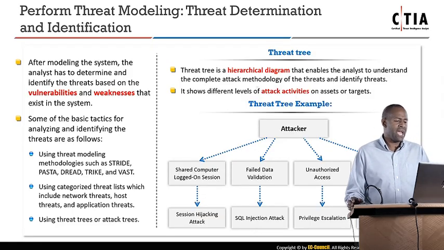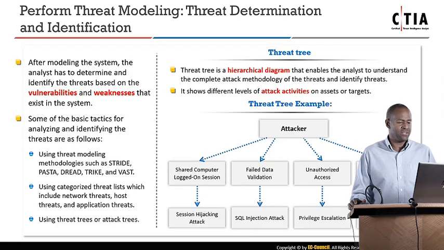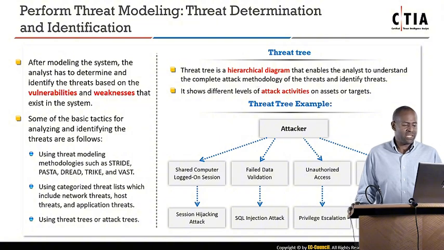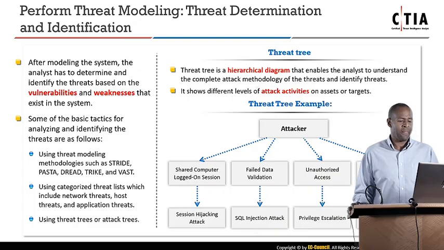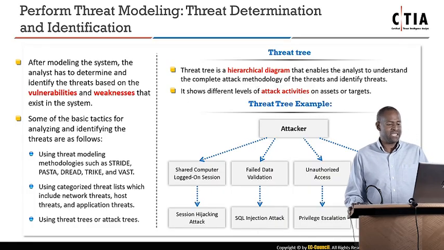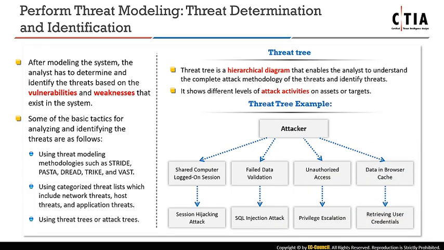The next one we want to look at is threat determination and identification. What we're going to do from there is, we've modeled the system. We need to identify the threats based on vulnerabilities, based upon weaknesses that exist in the system. So some of the basic tactics for analyzing and identifying threats are using methodologies like STRIDE, PASTA, DREAD, TRIKE, and VAST. There are a lot of these types of threat modeling methodologies.